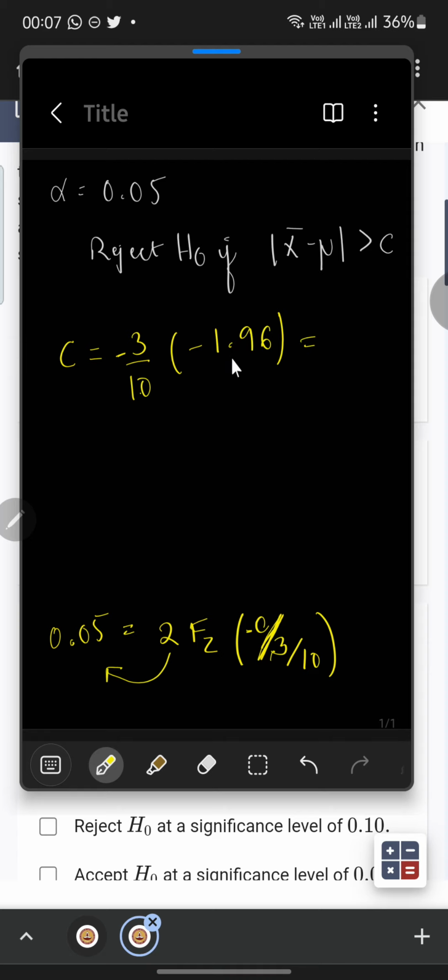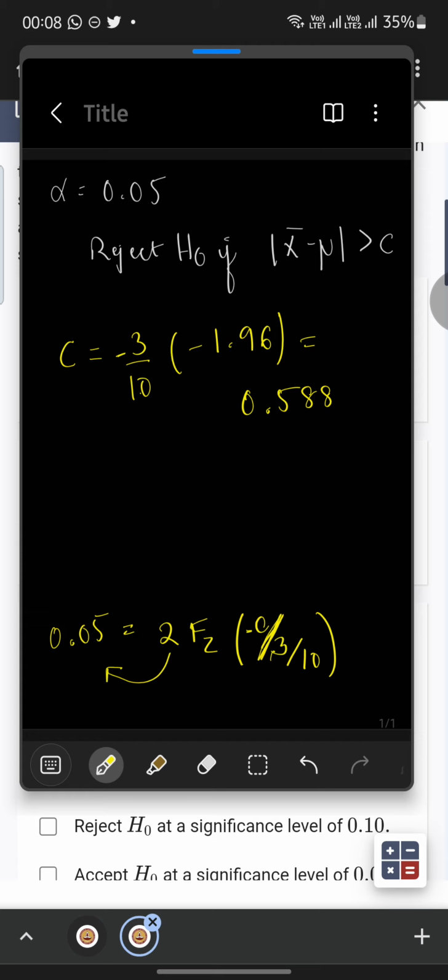So this would be equal to, let me use the calculator here. It is 3 divided by 10 into 1.96, which gives 0.588. This is what we will be getting. So this would be 0.588.